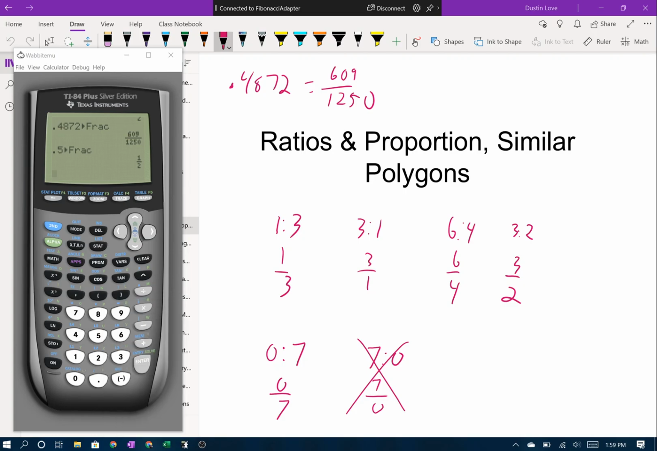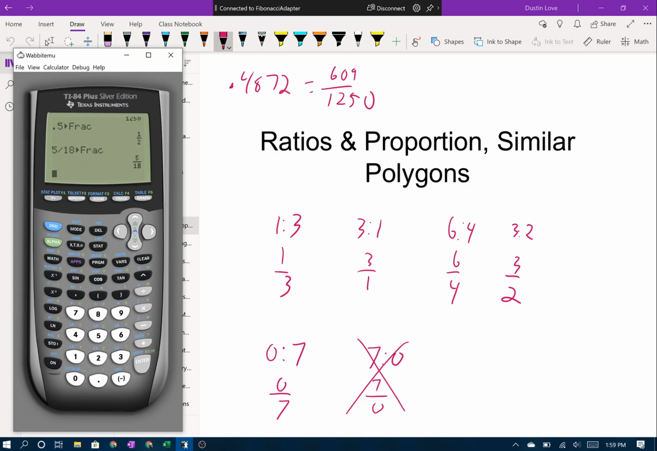All right. So yeah, type in your fraction, math, enter. Let's do again 5 divided by 18. Math, enter. Reduces to 5/18. Make sense? 5/18. 5 over 18.